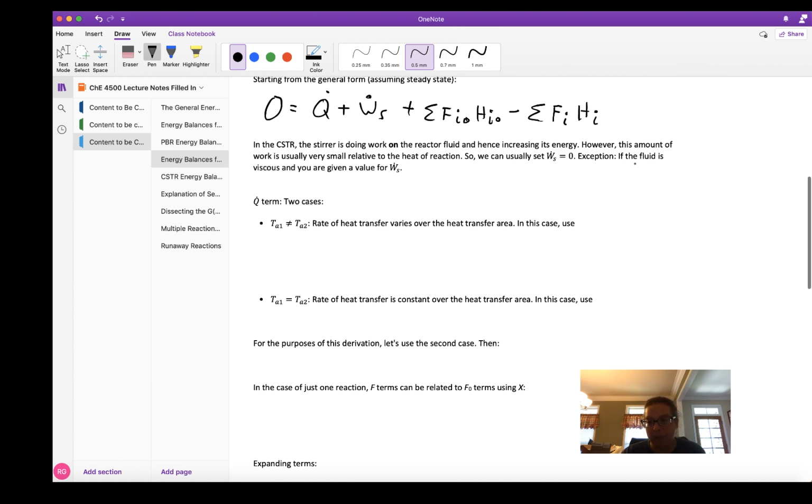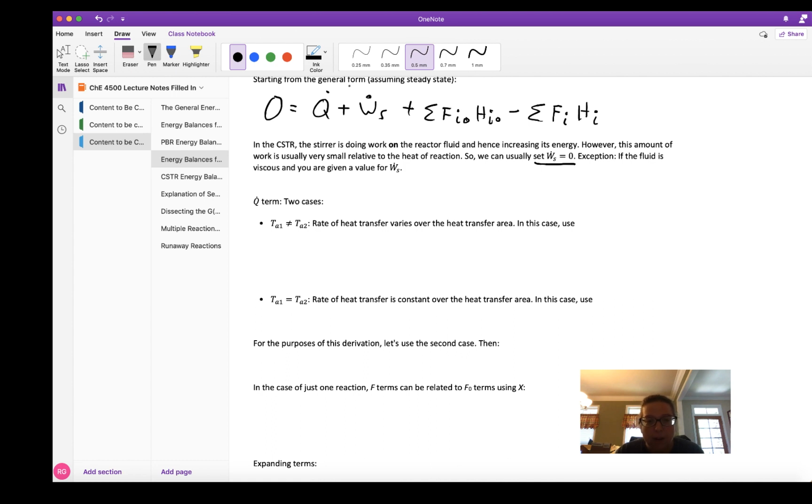There are some exceptions. If the fluid is viscous, then maybe the stir has to work really hard, and so the amount of energy that it's adding is not insignificant. In this class, the recommendation would be to, if you're given information about the power or the work or something like that the stir is adding, then you should include it in your energy balance. If not, just make the assumption that WS is equal to 0. And in fact, in this case, we are going to set WS equal to 0.